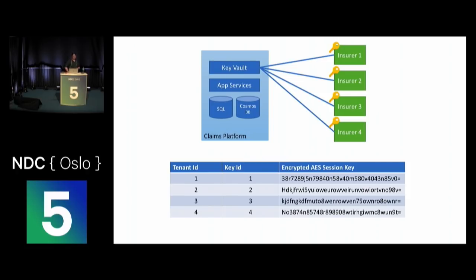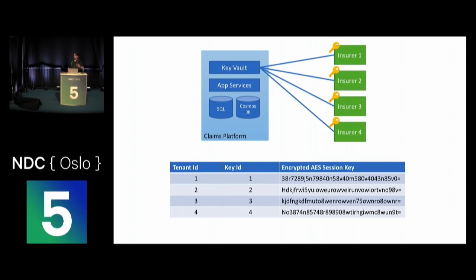So essentially it looked a bit like this. So we had the claims platform in the blue box there. Each insurer had their own set of keys in the key vaults. And then somewhere we'd have a mapping table in our system. So we'd have a tenant ID, which is the ID that uniquely identifies that insurance company. We'd have the key ID, which was the URI to the key in the key vault. And then we'd have an encrypted AES session key that would sit in a database.